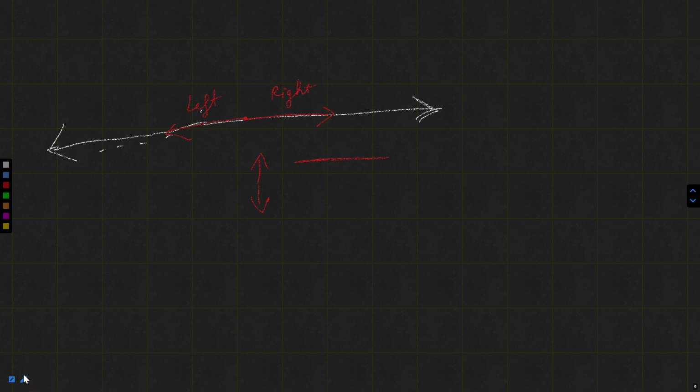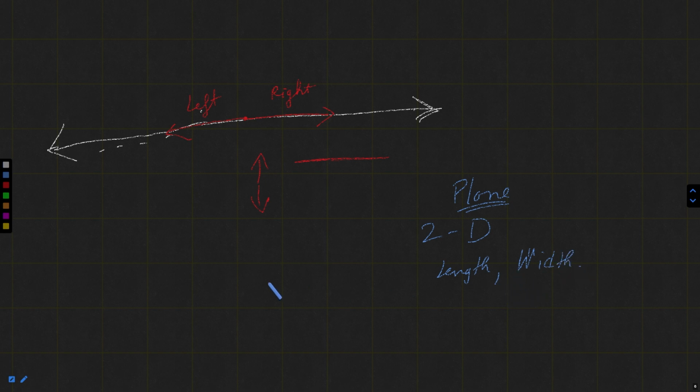Now the next thing was the plane. So what is a plane? A plane has width as well as length. It is a two-dimensional thing, a 2D thing. A plane is two-dimensional. It has length, it has width.